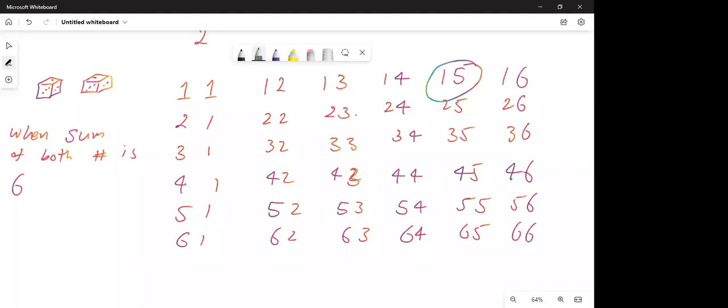Then the next one will have the sum 6: 2 plus 4 is 6, right? Then this one will have a 6 too. And I can see 4 plus 2 also has a 6, and 5 plus 1 has a 6. Is there any other one that can give us a sum of 6?